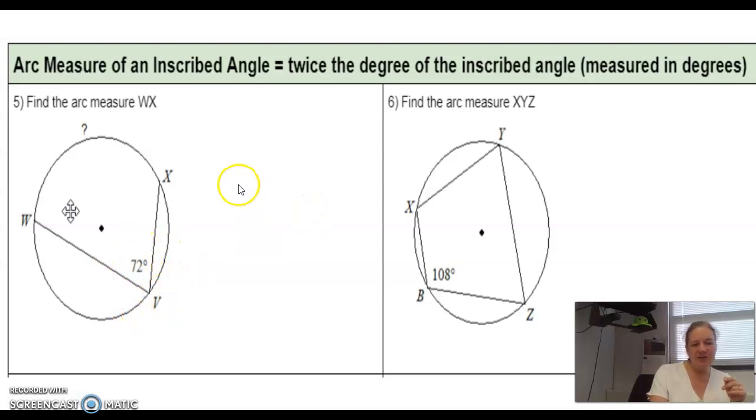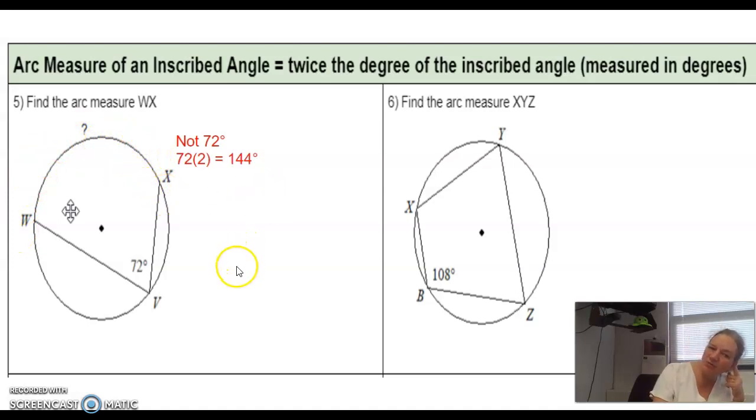So if this angle is 72, this arc, WX, is not 72. It's 72 times 2, so it's 144, okay, because it's not a central angle. And it makes sense. You can just tell looking at this that this is not 72. This is bigger than 72. Okay? So looking over here at this arc, I want to find the arc measure of XYZ.